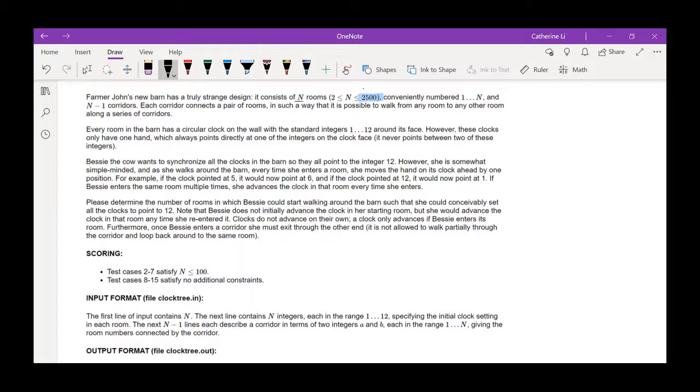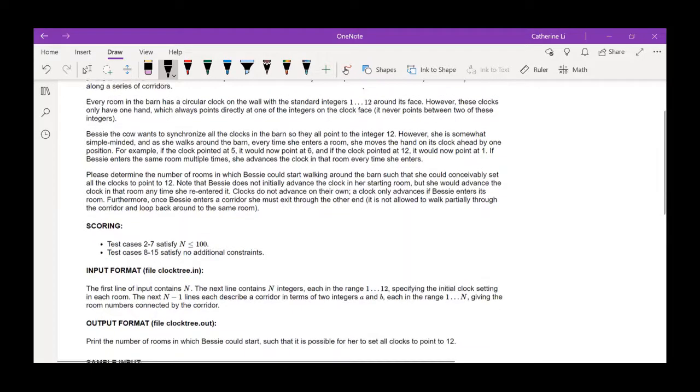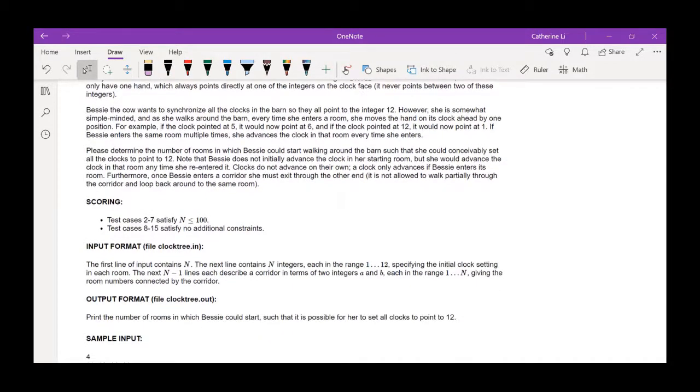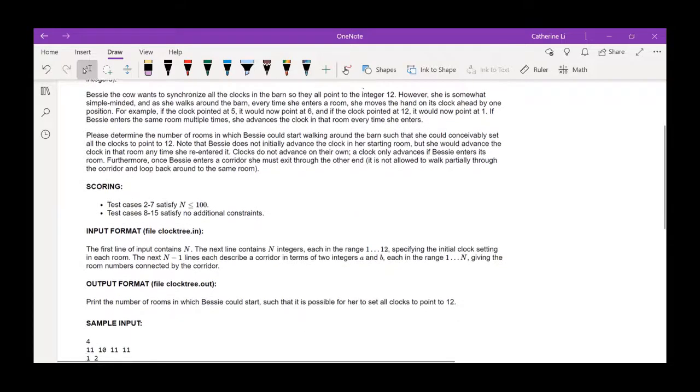Yeah, so basically Bessie is going to go around all the rooms, and each room has a clock that points to an integer 1 through 12. And every time she goes to a room, she's going to advance the integer that it points to by 1 in that room. So everything works as you think it would, and then 12 goes to 1, and then 1 to 2, and so on.